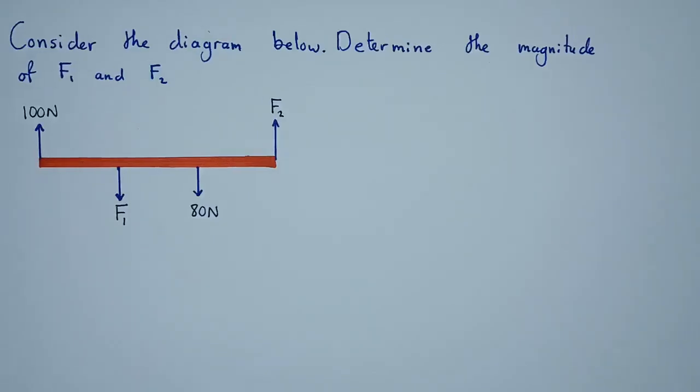Hi guys, let's see how we can answer this question under rotational motion. So we have this horizontal beam supported by these four forces. The question says find the magnitudes of this force and this force. Now in this question, we've not been given the distance between the forces. So let's just make an assumption.